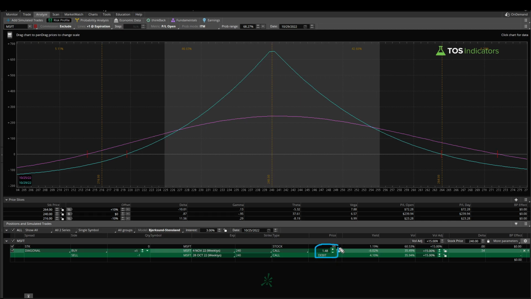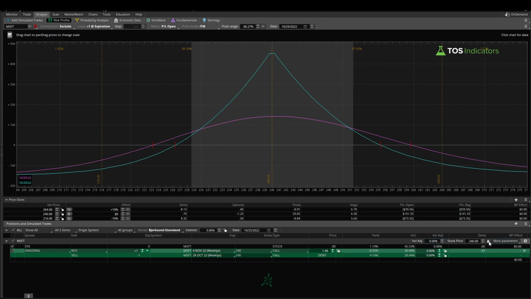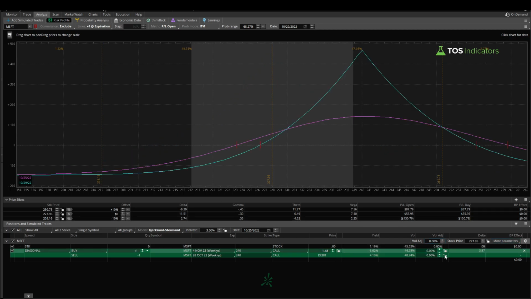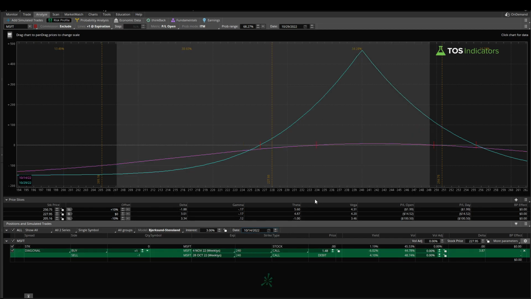a net debit of $1.48. This allows us to be positive vega, if I reset this, positive vega and a slightly positive delta here. And we'll go back to our default price here, and let's go back to our default date here of today. So we have a slightly positive delta, but more so a positive vega, and that's what we're really looking to try and capitalize on in this position. As volatility increases, we profit from this position, whether the stock price goes up to 240 or even drops down to that 215, 220 mark, which would suggest a crash inside of Microsoft.